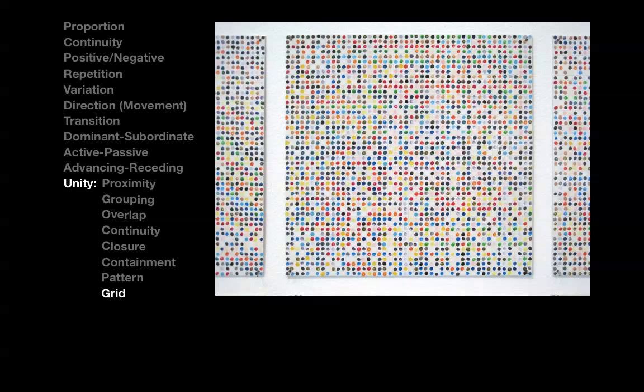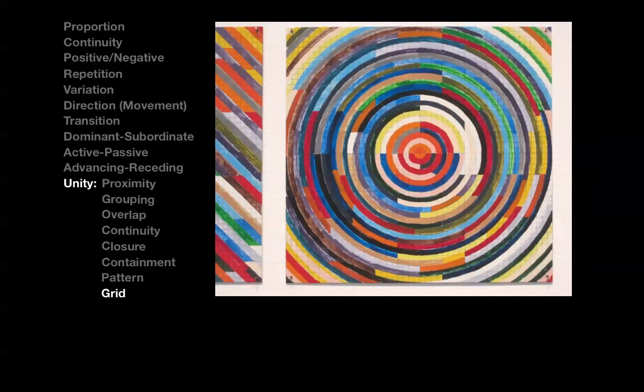This is a detail from Rhapsody by Jennifer Bartlett. Grid systems are organizing structures. They encourage repetition, variation, rhythm, unity, and play. Here's another part of the series by Jennifer Bartlett, again using grid systems.